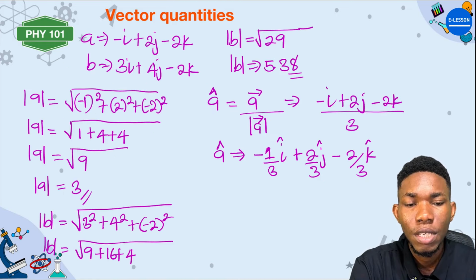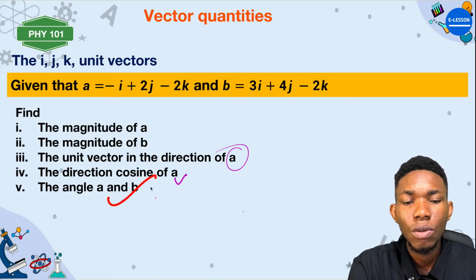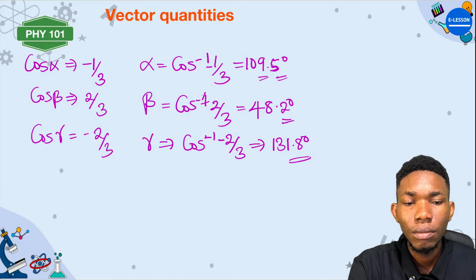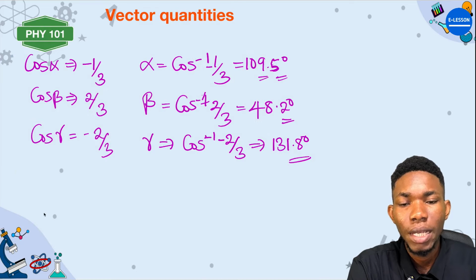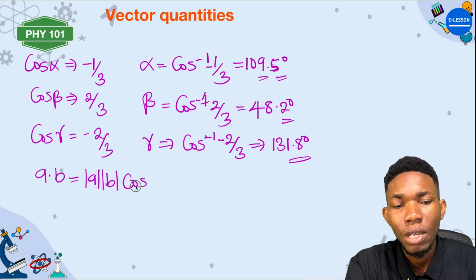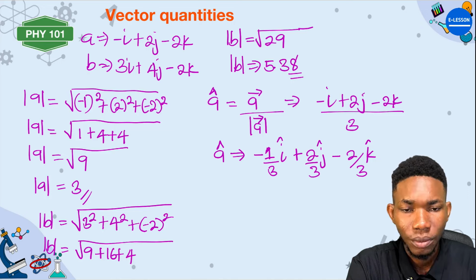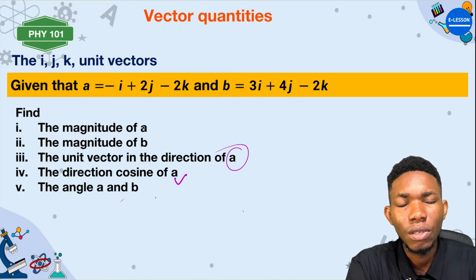Now the last question under this one that we have here is the angle between A and B. Now my dear student, how do you get the angle? A dot B will be equal to the magnitude of A times the magnitude of B times cos theta. You already have the magnitude of A and B, but you don't have A dot B. Now, my dear student, what is A dot B?